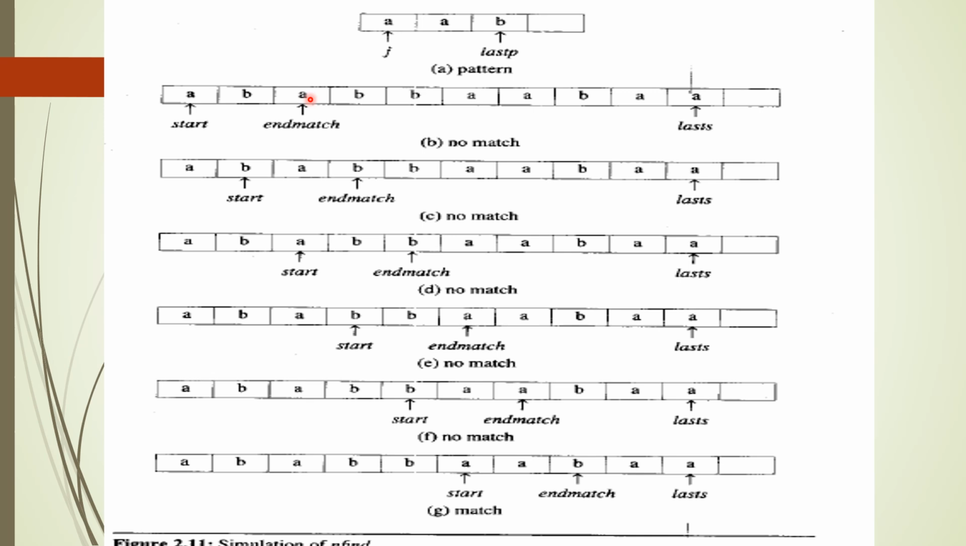To do so, we are using some variables. j is pointing to the beginning of the pattern string and last p is pointing to the end, that is the last character of the pattern string. Start is pointing to the first character, initially, of the text string, and last s is pointing to the last character of the text string. Here this is for the null character. All the strings are appended with the null character.